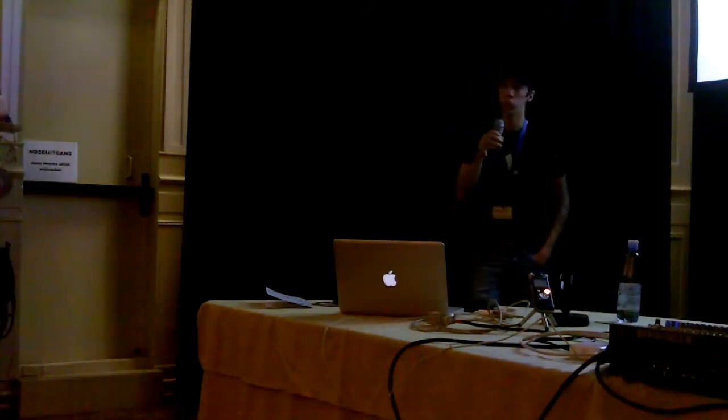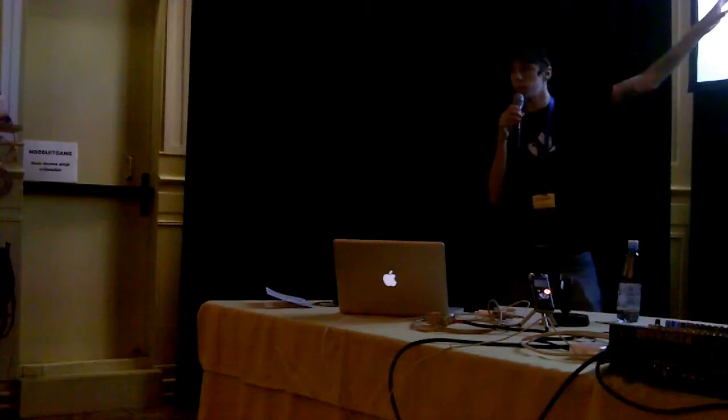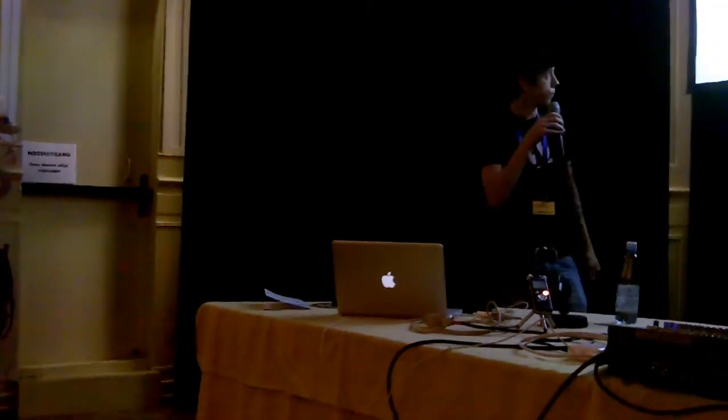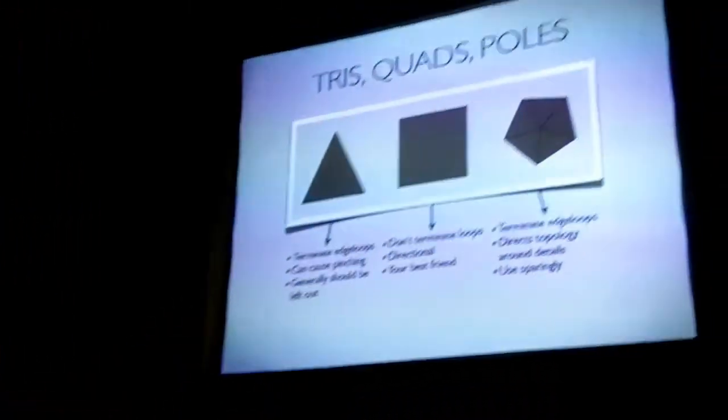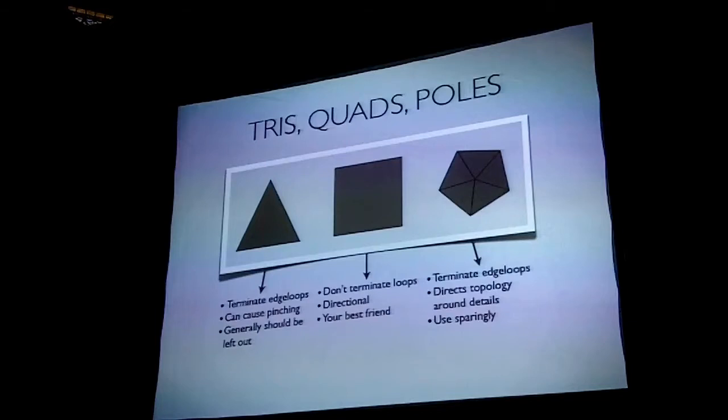But this isn't a solid 100% rule. There are times when triangles are fine. There are times when triangles are very helpful. And so these are general rules of thumb that I want to follow when talking about topology. So first on triangles, the main thing to remember is that triangles will always terminate your edge loops. And I'll give you an exact demo of this in a little bit.